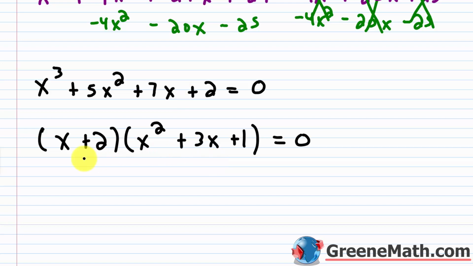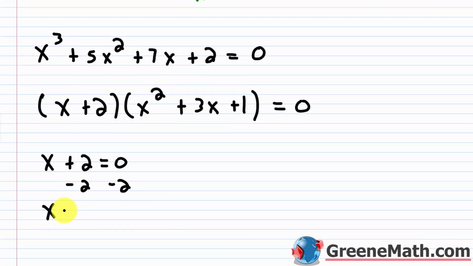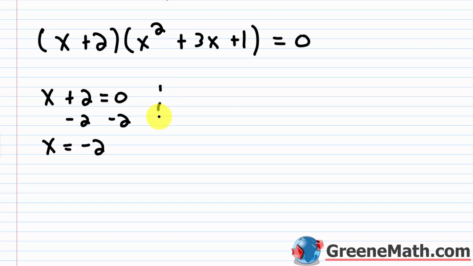So I could set x plus 2 equal to 0, and I know that if I subtract 2 away from each side, I would get x is equal to negative 2. So that's going to be one solution. Then my other solution, I would set x squared plus 3x plus 1 equal to 0. I can solve that with my quadratic formula because I can't factor this.